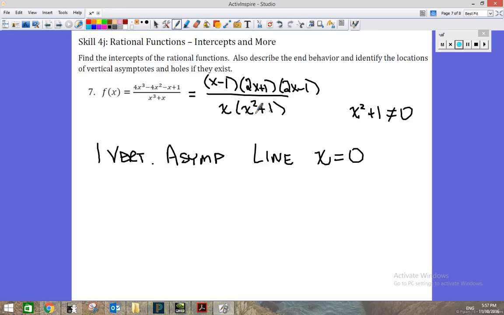And so the only thing we're excluding from the domain is 0. You know, anything that's excluded from the domain for a rational function will appear in the graph either as a vertical asymptote or as a hole. So here we have one vertical asymptote, and nothing. There were no common factors, so we have no holes in the graph.